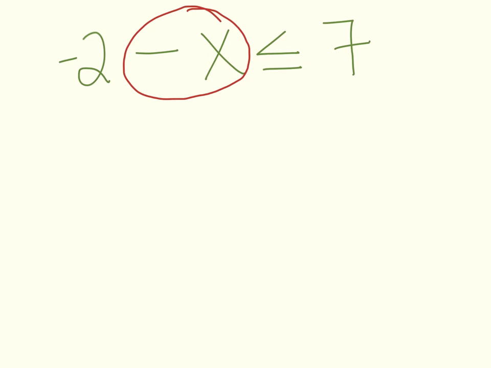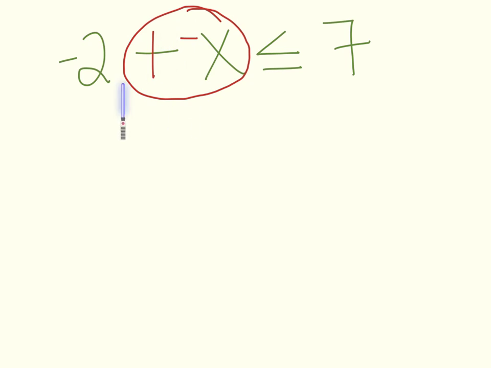Or you can say there's no such thing as subtraction. Subtraction of a positive number is the same as adding a negative number. Or you can say something like subtraction can be changed to addition of the opposite. So what's the opposite of positive x? Negative x. Either way, the x is going to be negative. We're not worried about that right now.